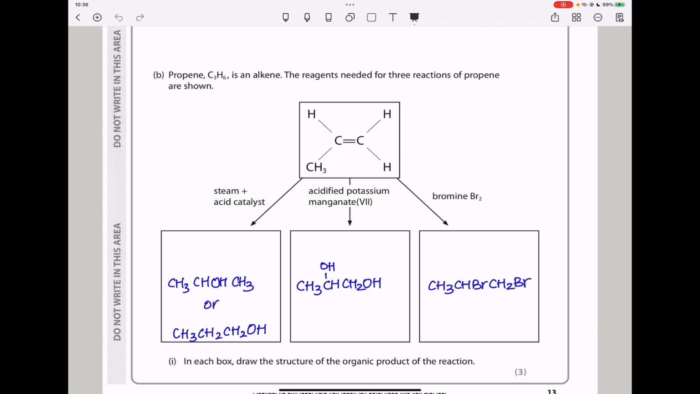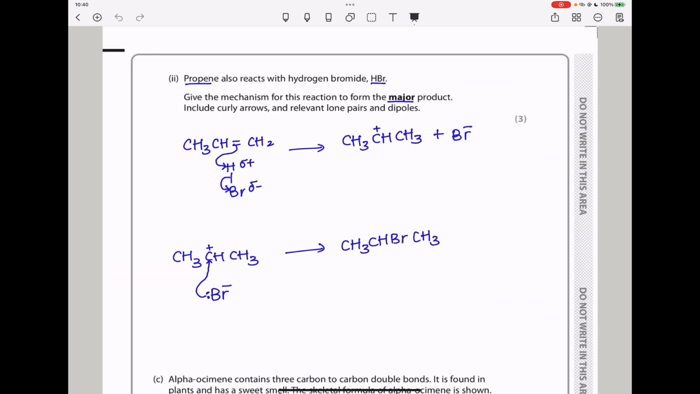And when propene reacts with bromine, we're going to form 1,2-dibromopropane, which is going to be the product here, as the bromine comes here as well as there, and the double bond disappears. So moving on. Here they say, propene also reacts with hydrogen bromide.